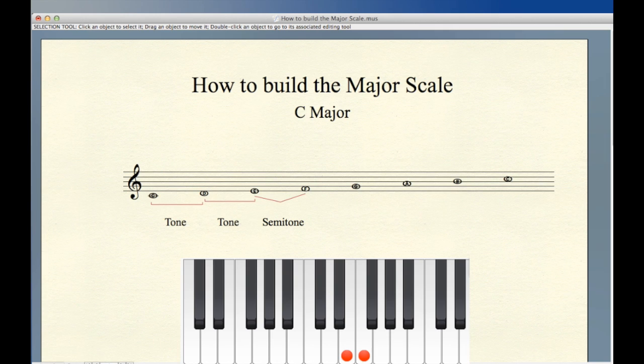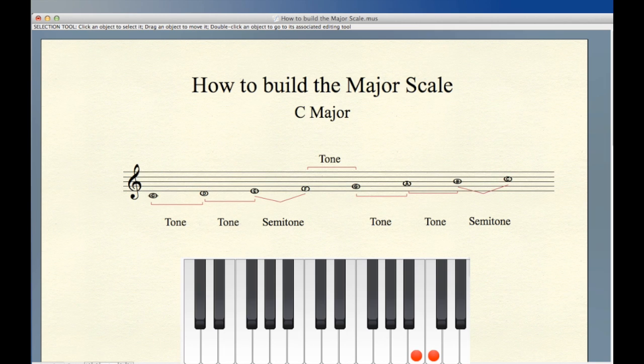Now we're getting to the middle of the scale. The middle two notes, there's actually a tone in between. Moving on, we also have a tone between G and A and another tone between A and B. And then we get to B and C, and you'll see there's no black note between B and C, so that's a semitone there.